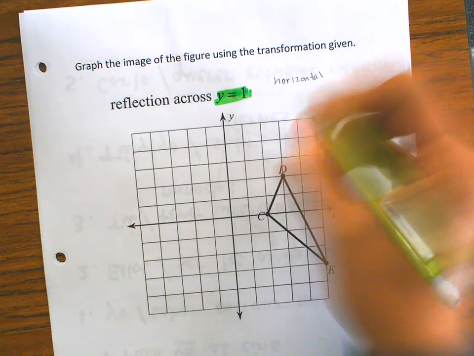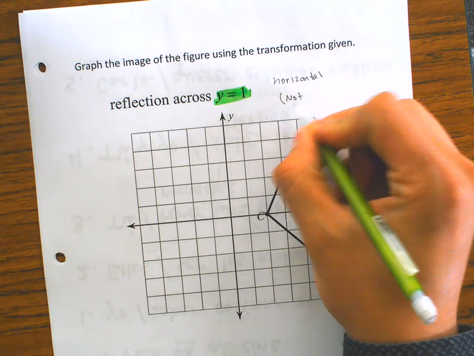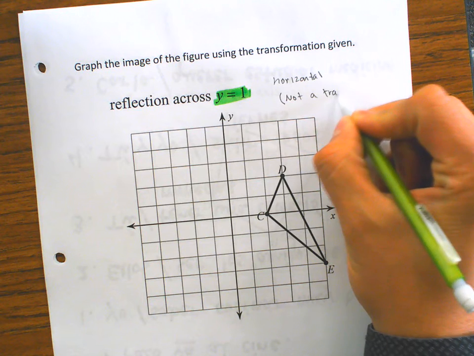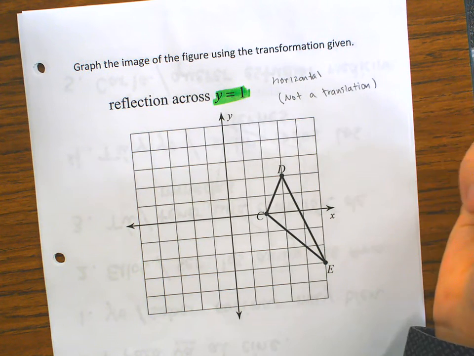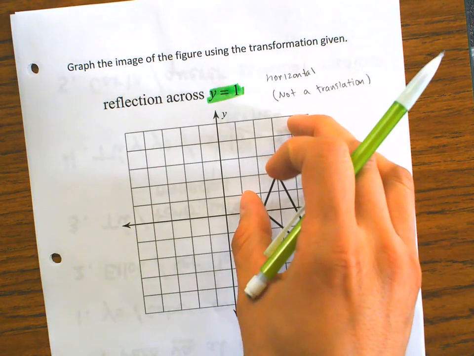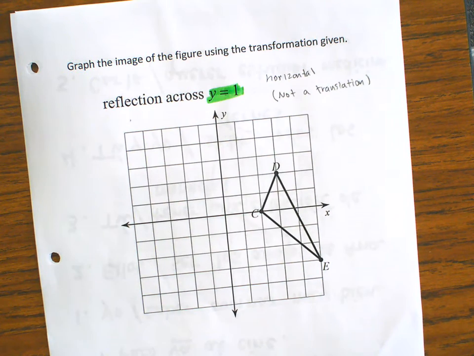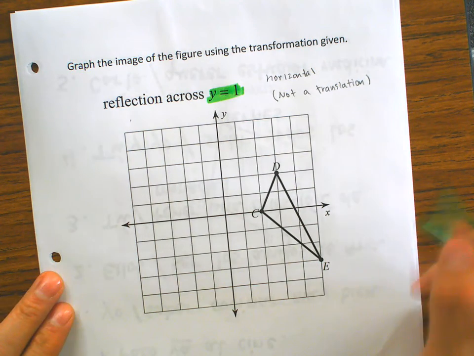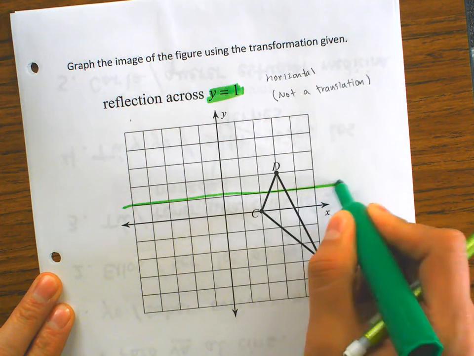Okay, let's note that when it says y equals -1, this is not a translation. Because I saw that a lot of people used it as a translation and added 1 to every y value. So you are not moving this up 1. You're doing a reflection, not a translation. Okay, so the first thing you want to do is graph y equals -1. Y equals -1 is a horizontal line going through right here.